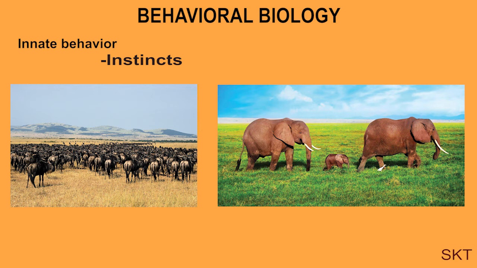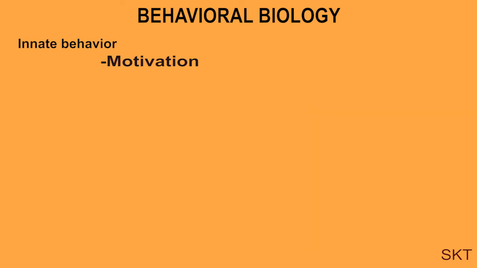A complex interaction of exogenous and endogenous factors affects instincts. Examples of instincts are nesting and courtship behavior, social organization, parental care, etc. The fourth type of innate behavior is motivation. It is a hypothetical state of an individual organism that arises as a goal-directed activity.